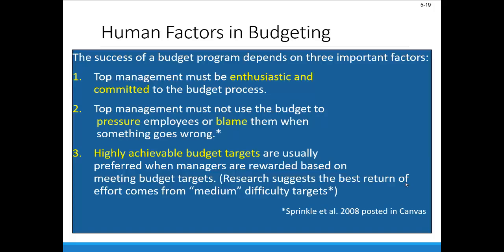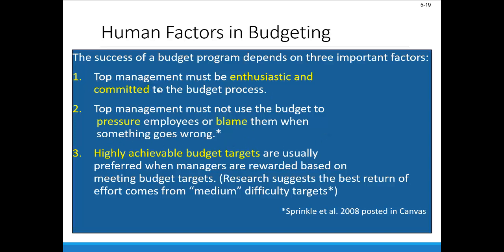Now, as with a lot of the things we've discussed in this class, the success of a budget program depends on a whole bunch of human factors. So first is that top management has to be committed to the budget process. They have to be enthusiastic about it. They have to stress its importance. Second, top management must not use that budget to pressure employees or strictly to blame them when something goes wrong.